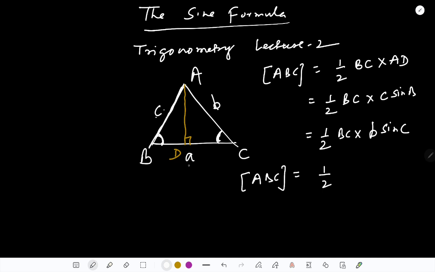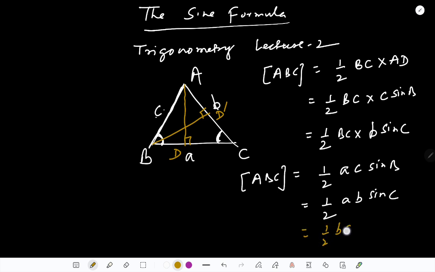You can write BC equals, because BC is equal to a small a, so you can write the area of the triangle equals half AC sine B, and you can write in the similar manner half AB sine C. And if you try to draw a perpendicular like this, instead of D you can place D dash here, and you will get a result something like half BC sine A. Use the angle A.